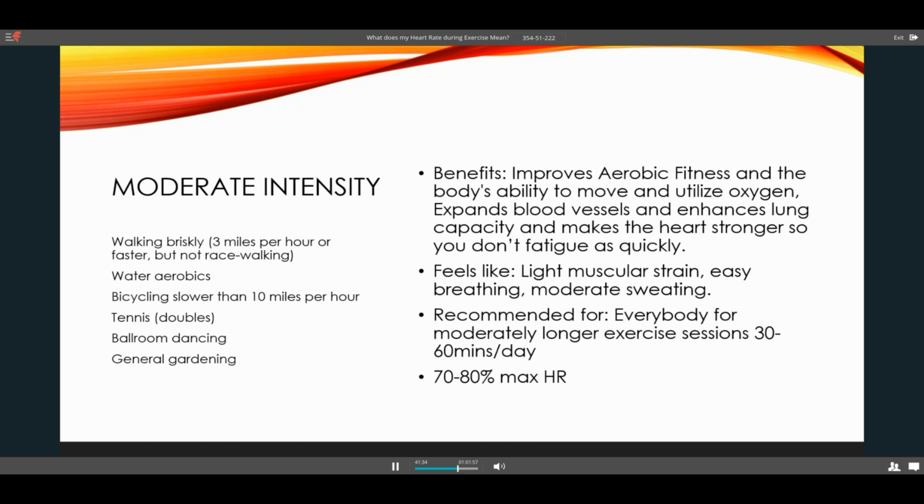Now, I would like everybody to notice that this is going to be the zone where you want to spend the majority of your cardiovascular exercise. So this is where you want to spend about 30 to 60 minutes a day. Also, this is the zone where it's about 70 to 80% of our max heart rate. So we're definitely starting to notice the body working towards its upper limit.